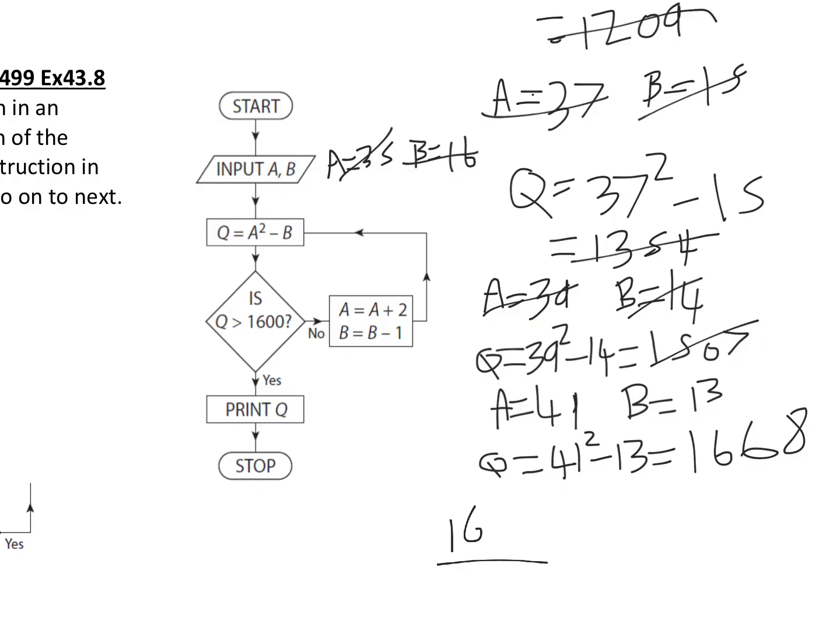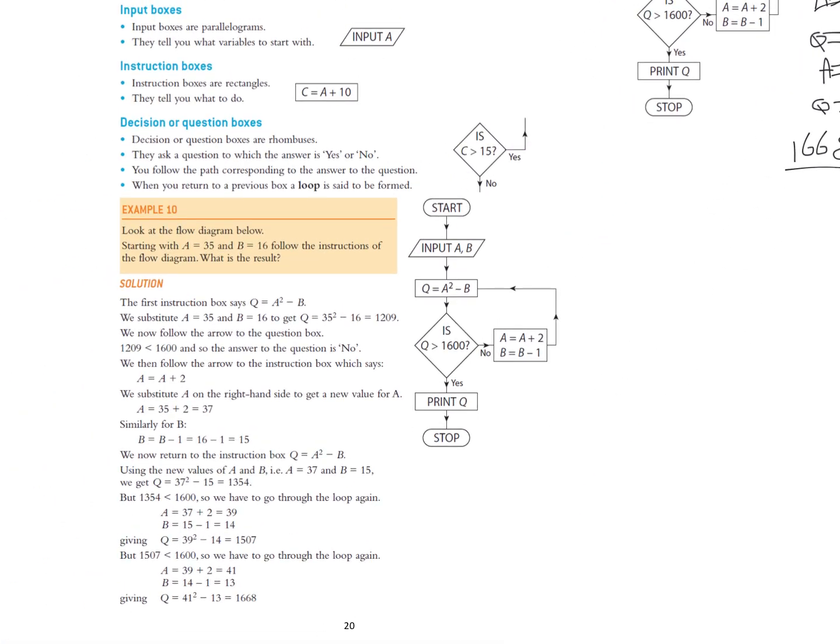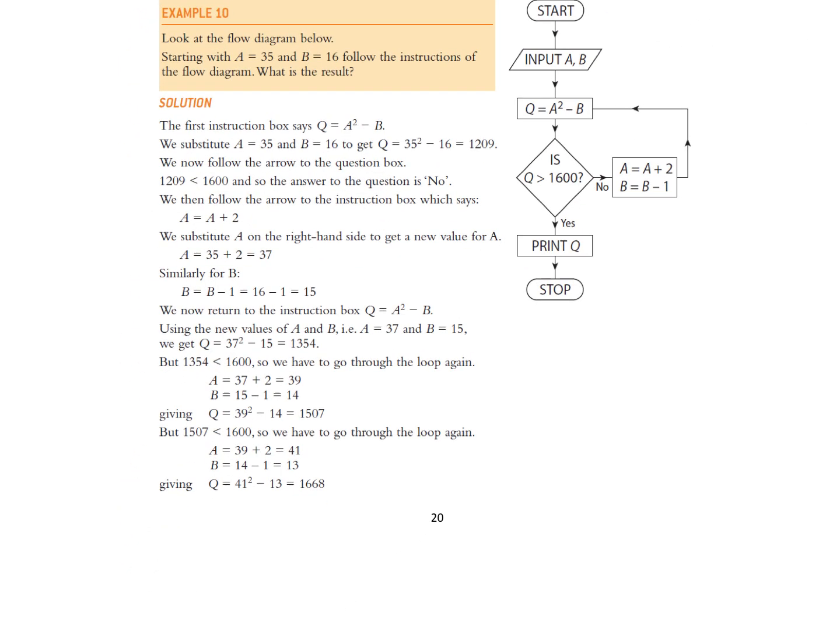You would say Q is 1668. And then you'd stop. You go on to the other question about pie charts or whatever. There's another explanation here. If you want to follow that, you can do too.